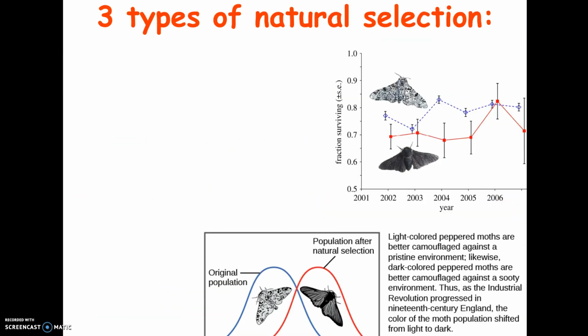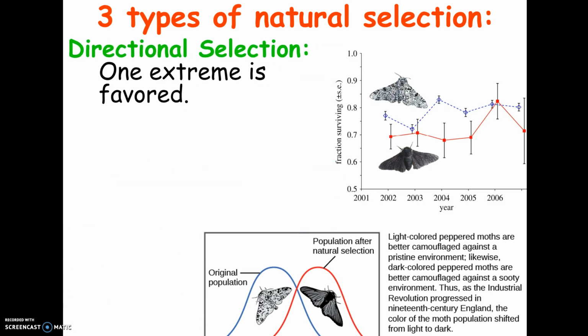Okay, on the AP exam, it's very common that they'll show you a before and an after graph and ask you questions about what happened. And what they're looking at is there are three basic categories for natural selection. The first one is called directional selection. Directional selection is where one extreme is best.